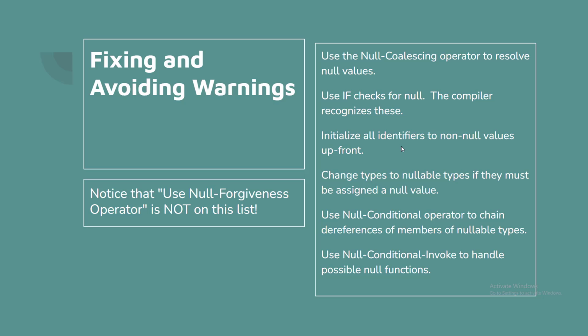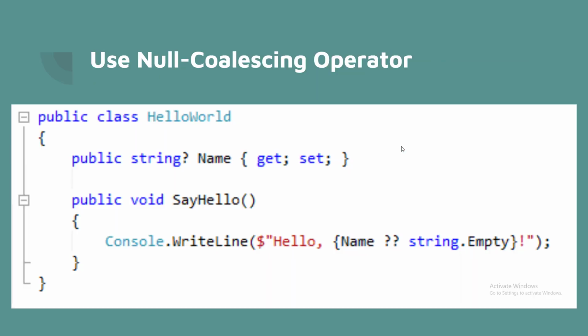That will avoid that, and we'll show that. The null conditional operator can chain dereferences. I have a slide for that. And the null conditional invoke, which we saw just a moment ago. I have another slide for that, I think.